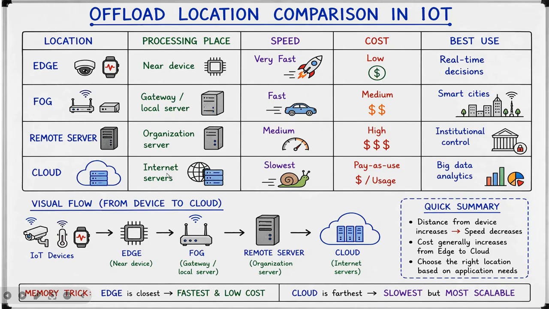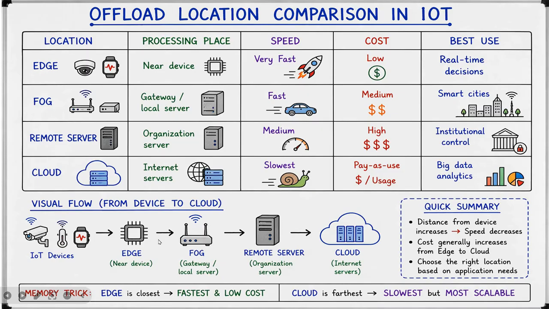So here the processing place for this is the internet servers. The speed is the slowest of all the four, and the cost is very high, and here you have to pay as you use it, like your internet. Then the best use, where it can be used, is big data analytics. Okay, so here this is a visual from the device to the cloud. You will have the IoT devices. If you are using the edge type, then it is nearer to the device. If you are using fog, then the processing place is the gateway or the local server. If you are using a remote server, then the place is the organization server, and the last is the internet server.